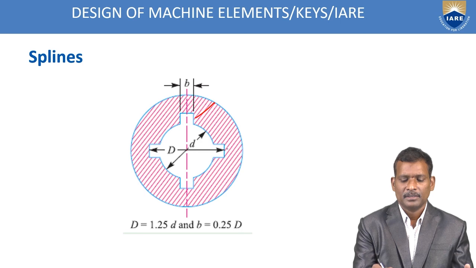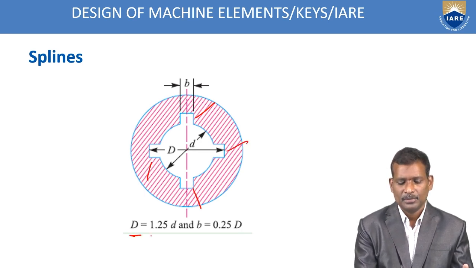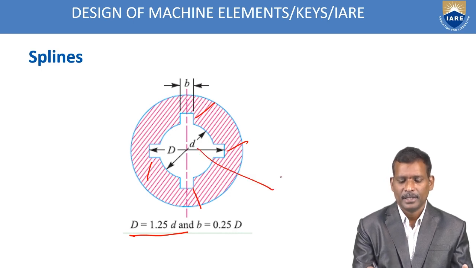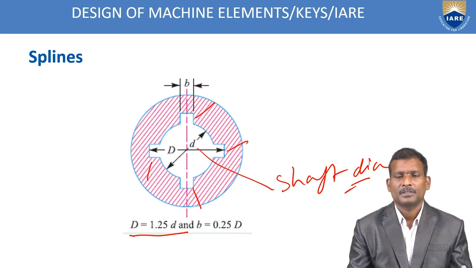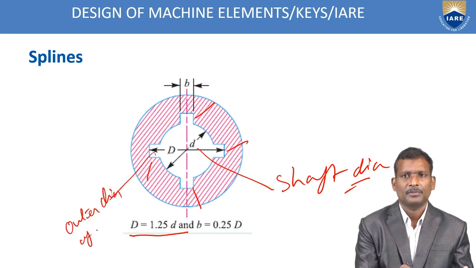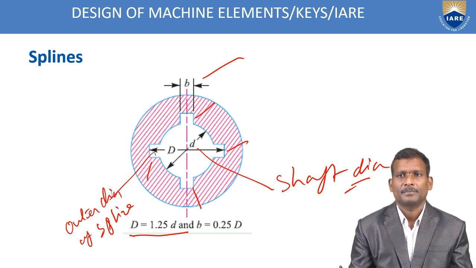These are splines 1, 2, 3, 4. D is equal to the outer diameter of this spline. You can take 1.25 multiplied by D, where D is your shaft diameter. This is the shaft dia. B is equal to 0.25 D, the outer dia of spline. This is the width of the spline.